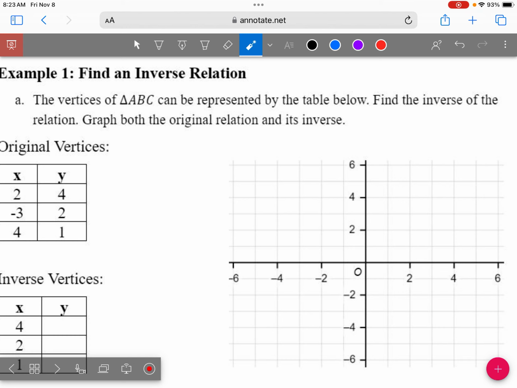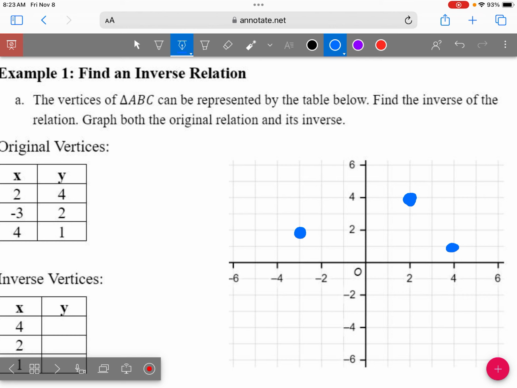So to graph the original, I'm going to plot these 3 points and then connect them, and it should make a triangle. So let's plot the point 2, 4. So that means I'm going right 2, up 4. And then I'm going to plot the point -3, positive 2. So you're going left 3, up 2. And then you're plotting the point 4, 1. So from the origin, go right 4, up 1.